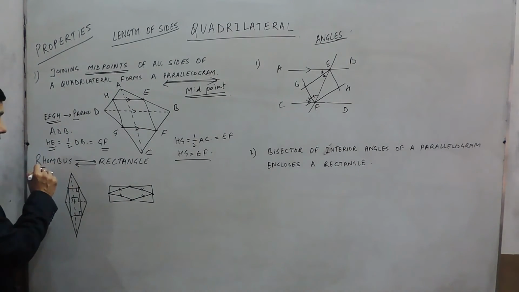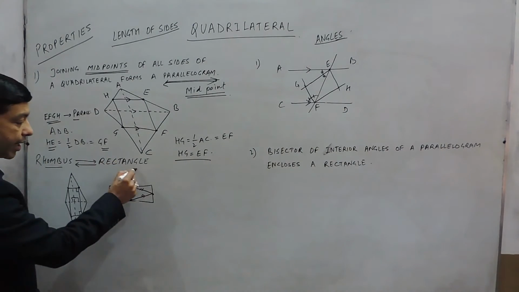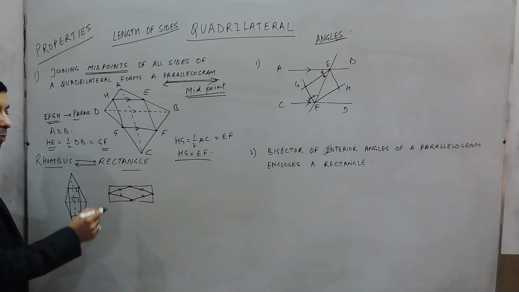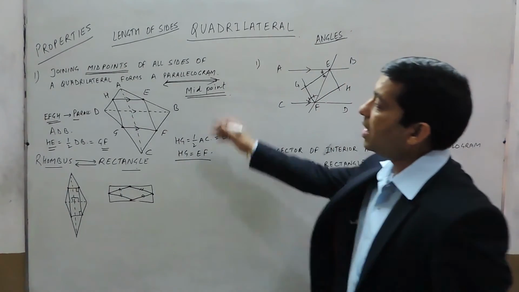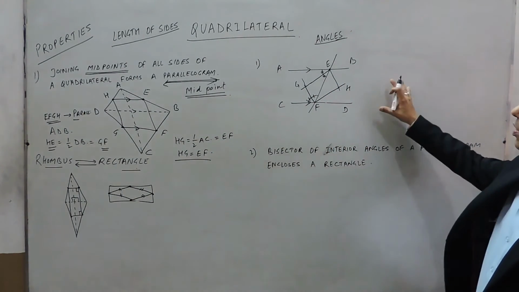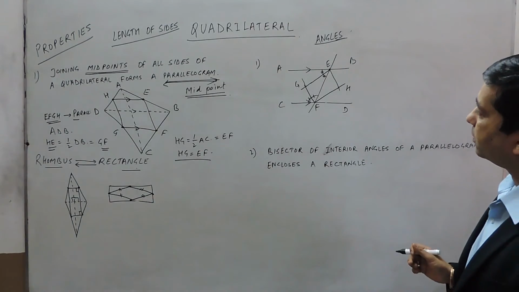So we can say, if we join the midpoints of a rhombus, it will form a rectangle, and if we join the midpoints of a rectangle, they will form a rhombus. So these are according to the sides. Now the second is according to the angles.